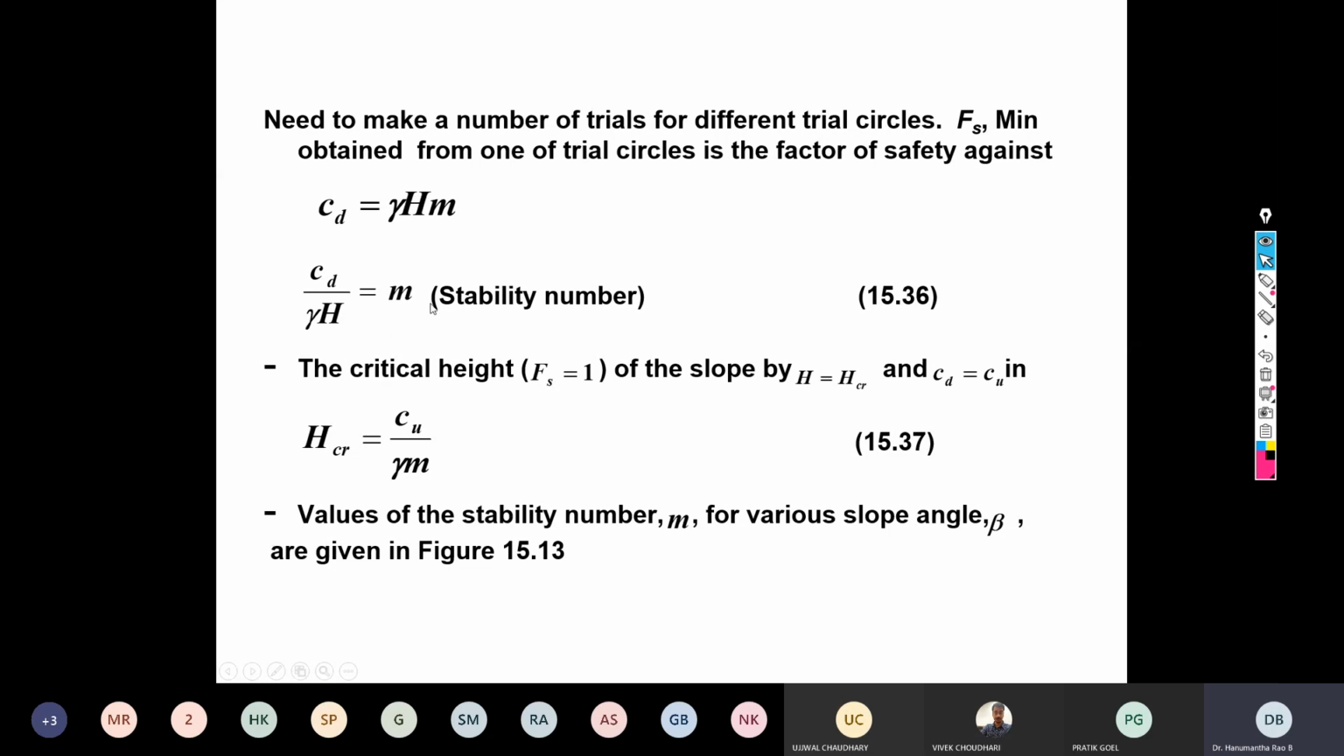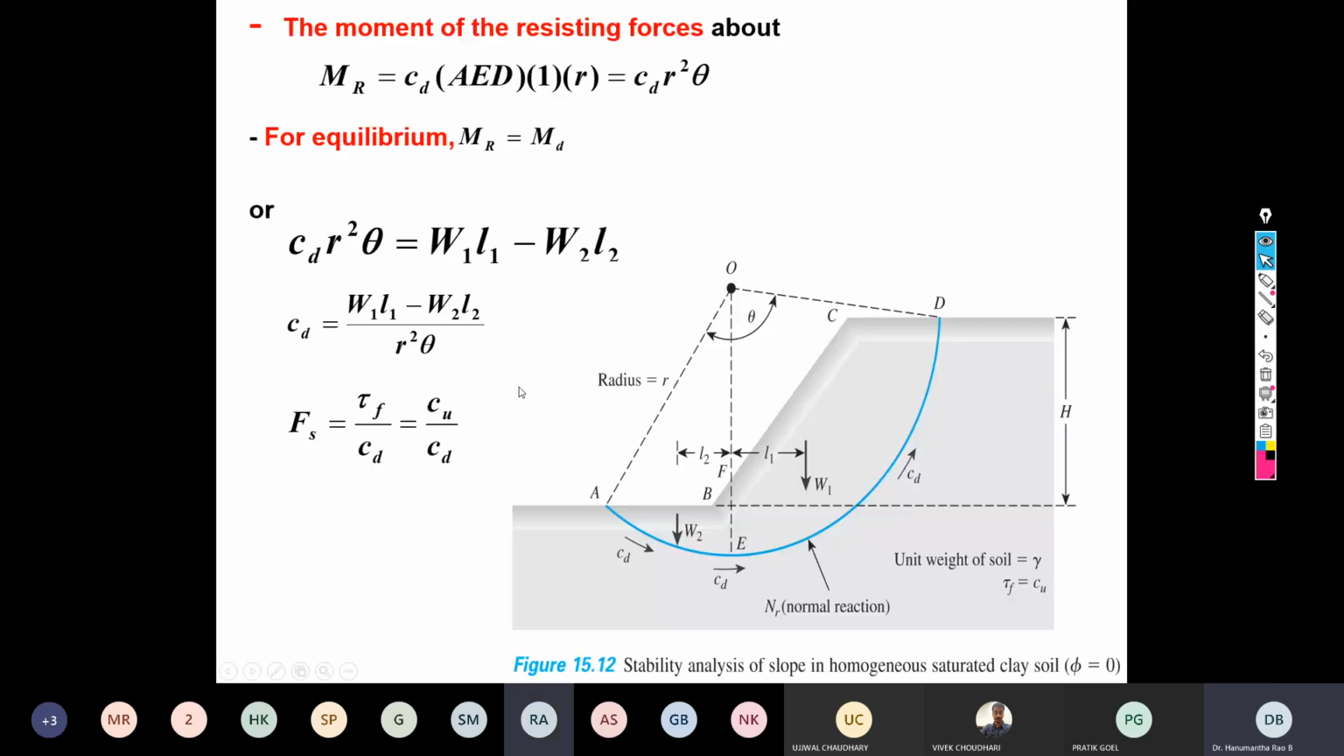We can make another correlation between Kalman's method and this method. In Kalman's method also we have CD by gamma h, which is again related to beta and theta. Now here we can keep all the right side as a constant, that is weight and lever arm distances, then R and theta. Sir, CD is the mobilized cohesion, no? No, CD is not mobilized cohesion. We can say it is mobilized one, but CD is nothing but shear strength. So shear strength can happen only at the failure.